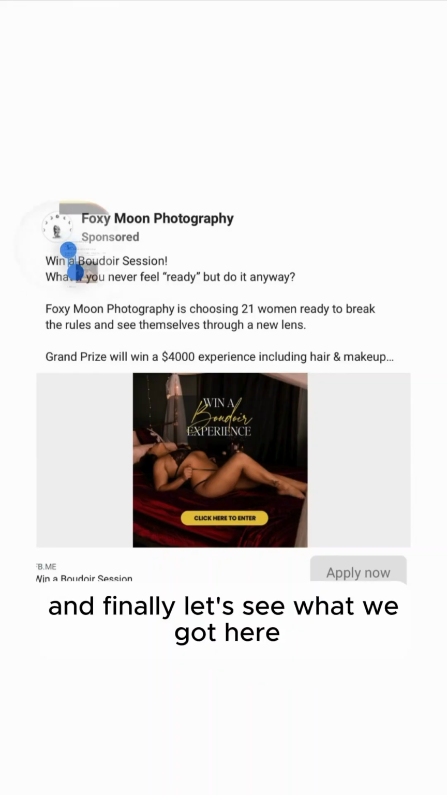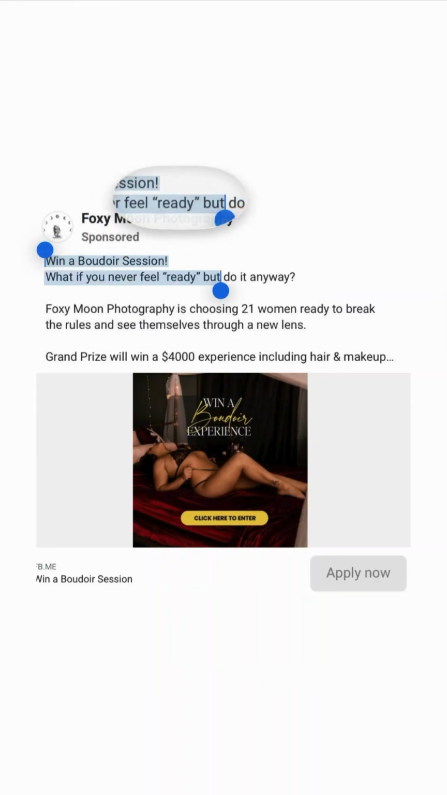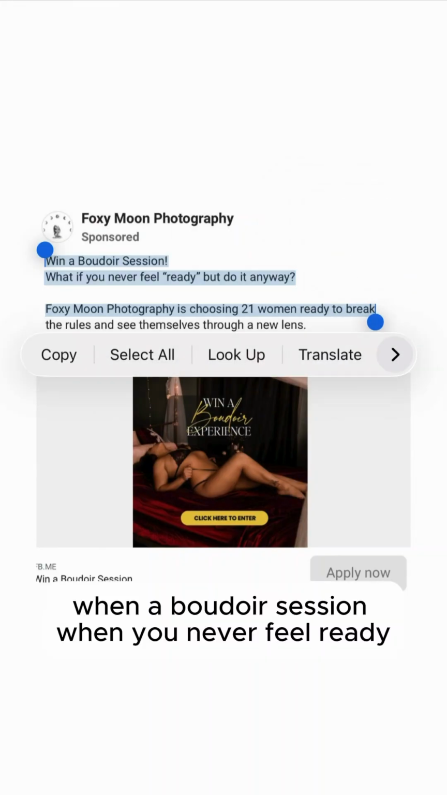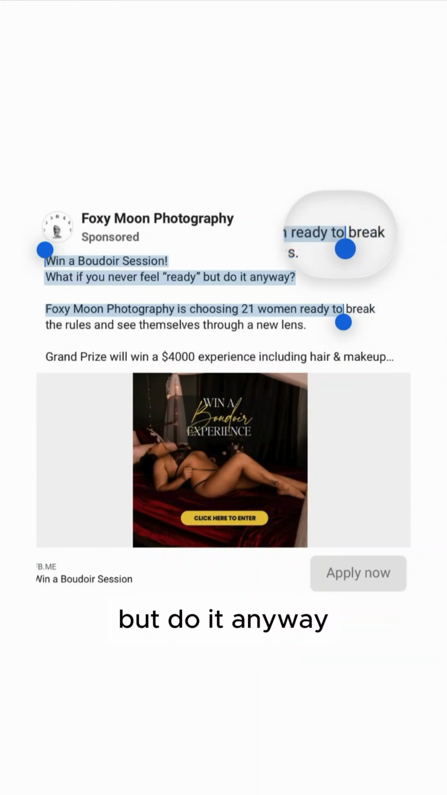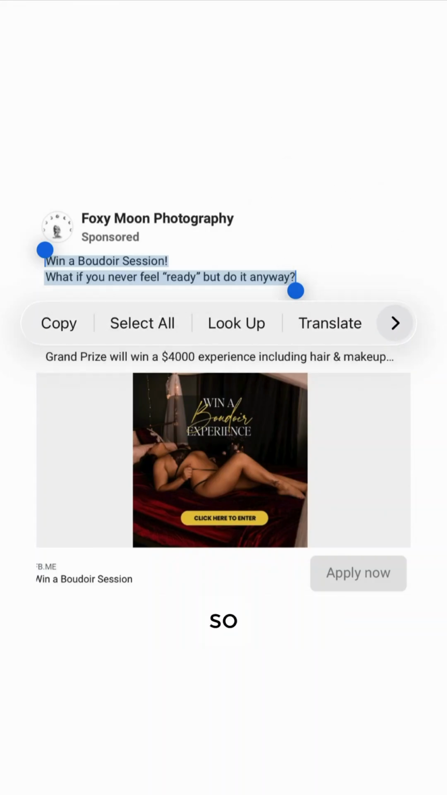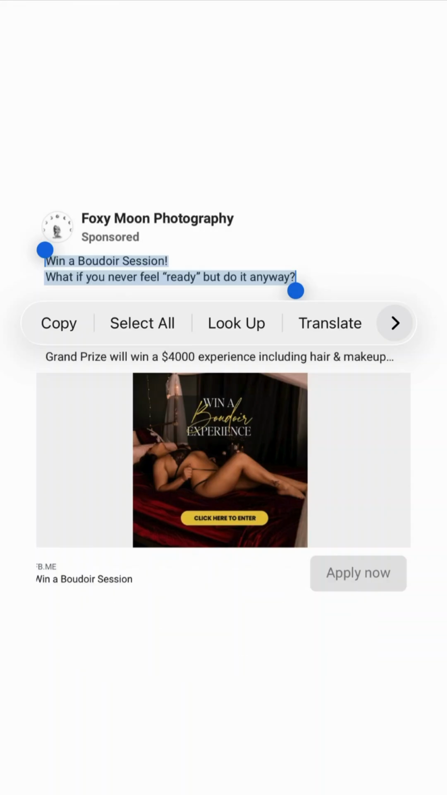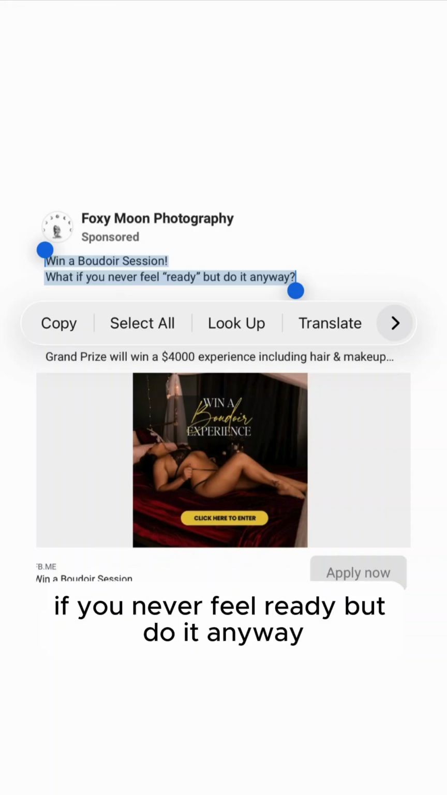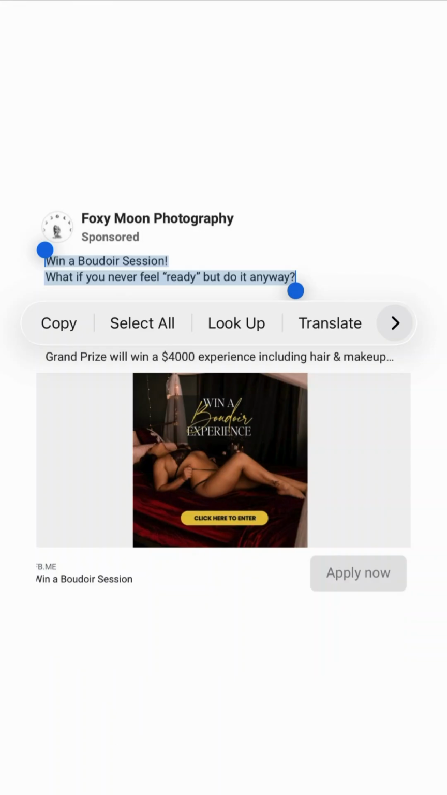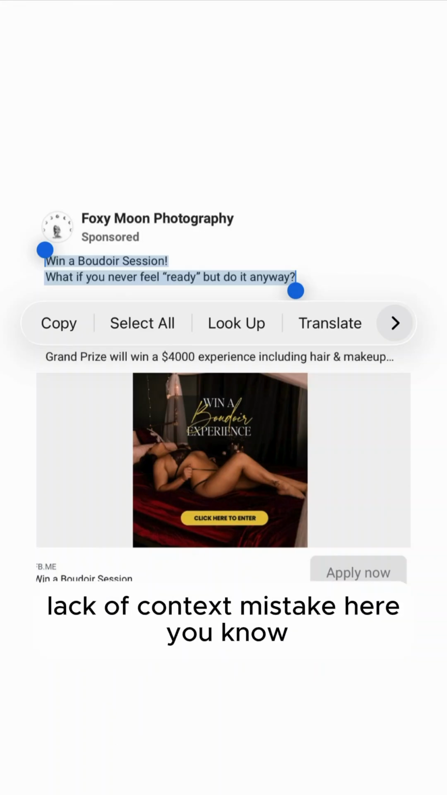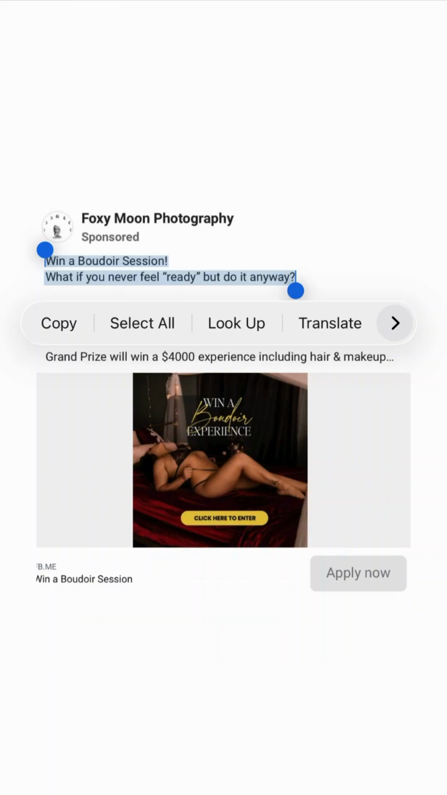And finally, let's see what we got here. In a boudoir session when you never feel ready, but do it anyway. So, looking at the See More headline here, first 2 3/4 lines, Facebook newsfeed mobile. When a boudoir session, if you never feel ready, but do it anyway. All right, yeah, lack of context mistake here. Most common thing that I'm seeing the most of.